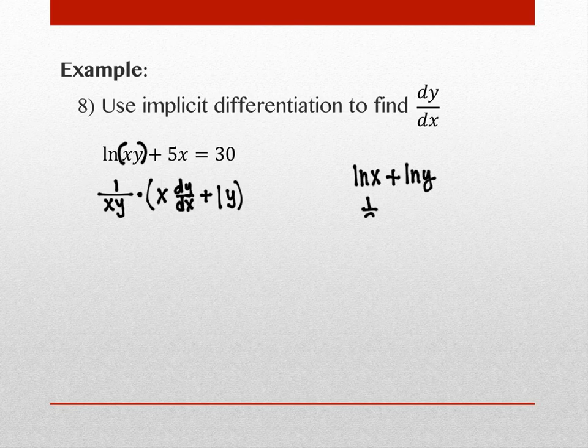And you'd have the 1 over x, that one's cool, but then you'd have the 1 over y, but you'd still have dy/dx. But you would avoid the product rule. You're right. So both those options are perfectly fine. Okay?